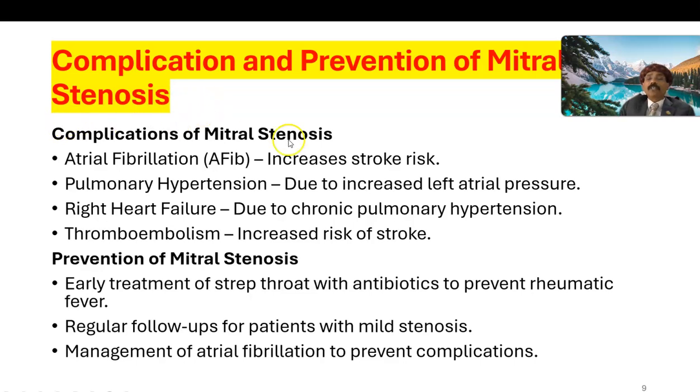Pulmonary hypertension due to increased left atrial pressure, right heart failure due to chronic pulmonary hypertension, thromboembolism, and increased risk of stroke. Prevention of mitral stenosis: early treatment of streptococcal throat with antibiotics to prevent rheumatic fever, regular follow-up for patients with mild stenosis, and management of atrial fibrillation to prevent complications. Okay, these are the prevention, and this is the complication.